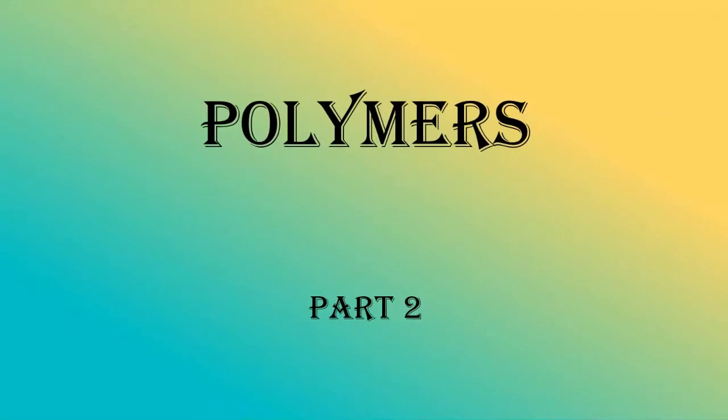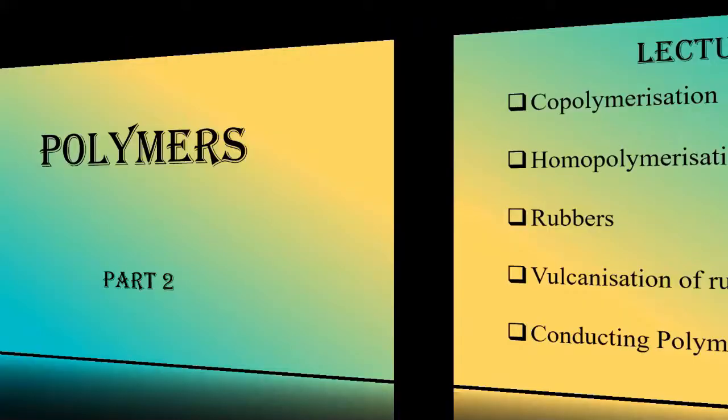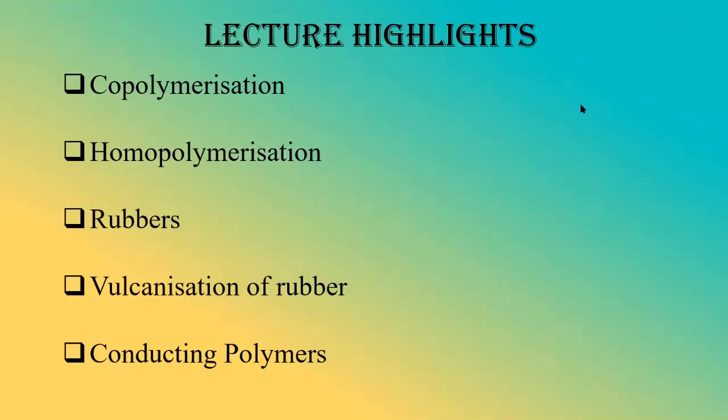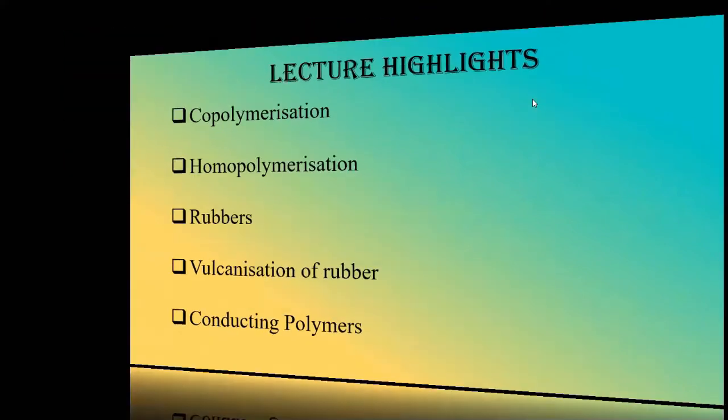So, hello and welcome again. This is Polymers Part 2. In this lecture, we are going to see clearly what are copolymers and what are homopolymers. Accordingly, we are going to see what is copolymerization reaction and what is homopolymerization reaction. Along with that, we are going to see what are rubbers, what is vulcanization of rubber, and what are conducting polymers. These are the main topics of this lecture. So let us start the lecture.